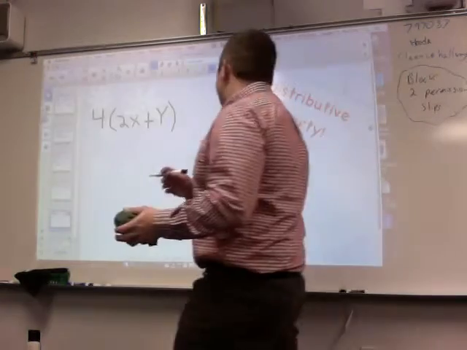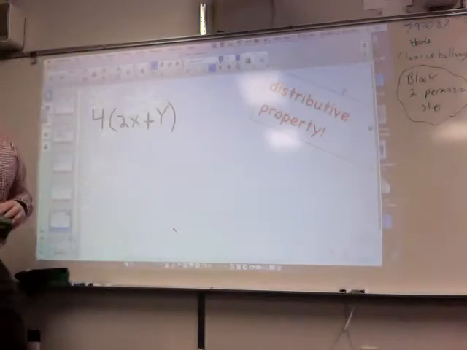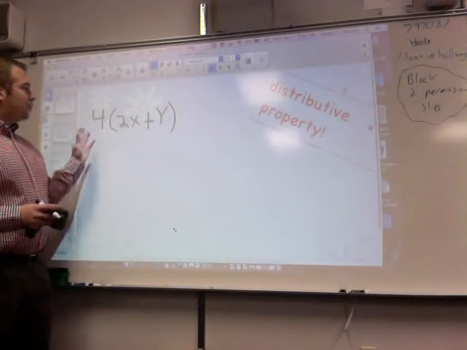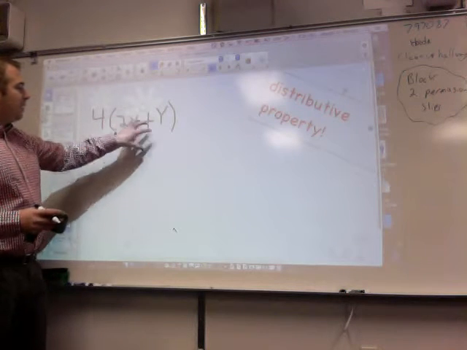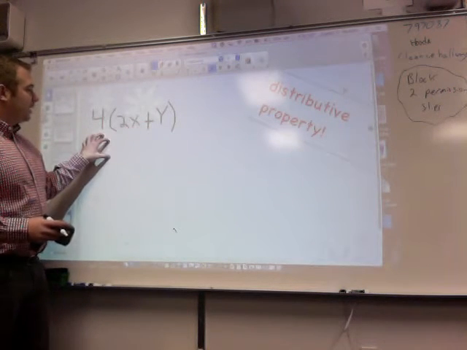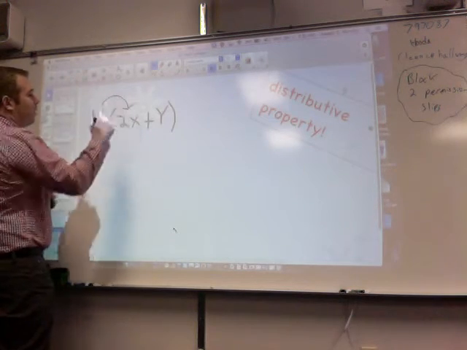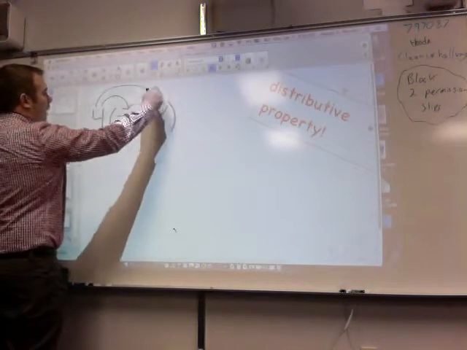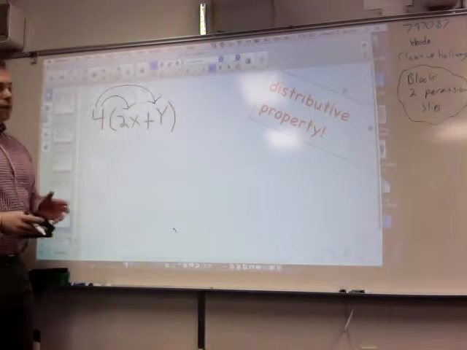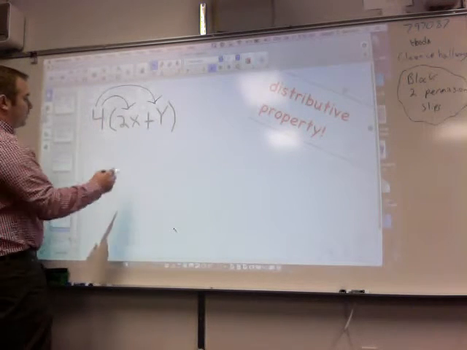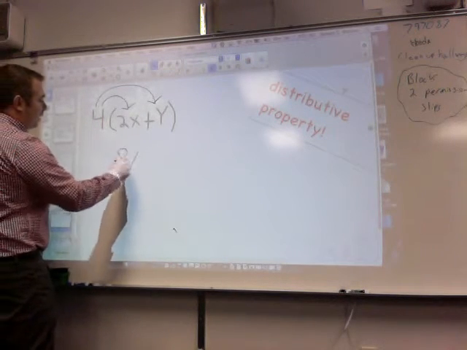Alright, I have another one. Here we go. I'm going to use the distributive property for the first time in this lesson. I'm going to distribute because I have an addition sentence with multiplication. So this 4 is really going to multiply this 2x, and I'm going to multiply it by y. Alright? So what's 4 times 2x? 4 times 2x is 8x.